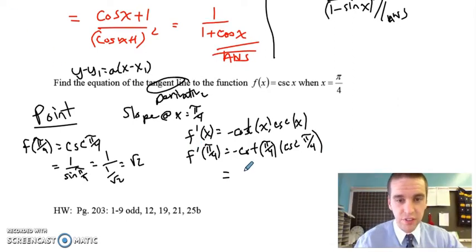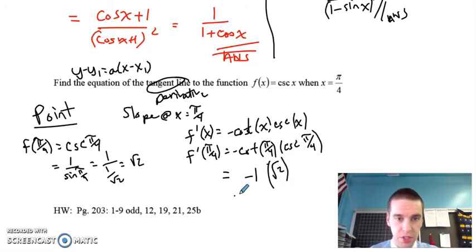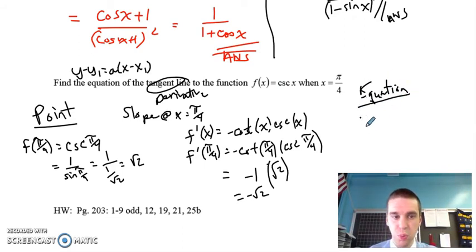So we've got negative cosecant times cotangent of pi over 4. Cotangent of 45 degrees is 1, so you get negative 1. And cosecant is 1 over sine. Well, we know sine of pi over 4 is square root of 2 over 2, just like here. So we know that's square root of 2. And so we're going to get negative square root of 2. And so therefore the equation of the tangent line is y minus square root of 2 equals negative square root of 2, parentheses, x minus pi over 4.